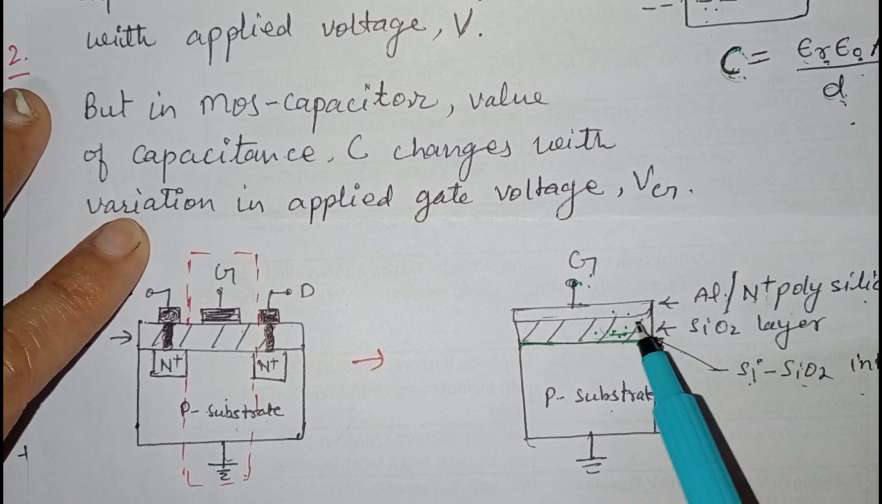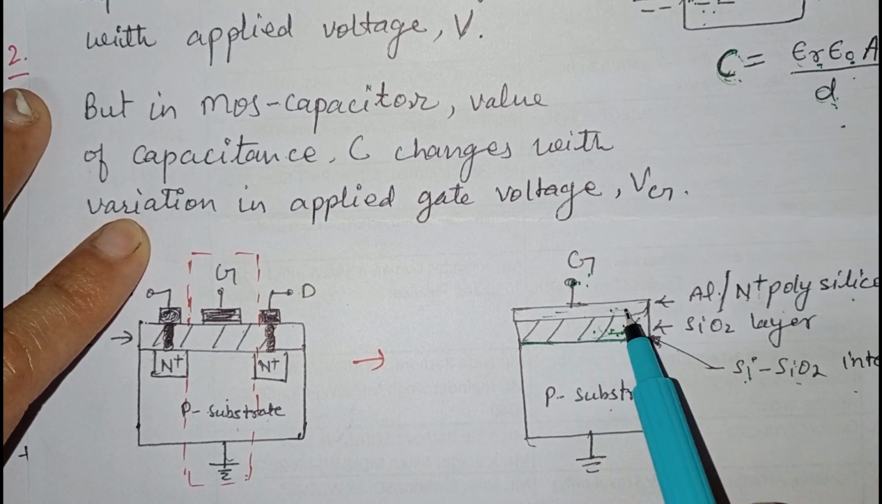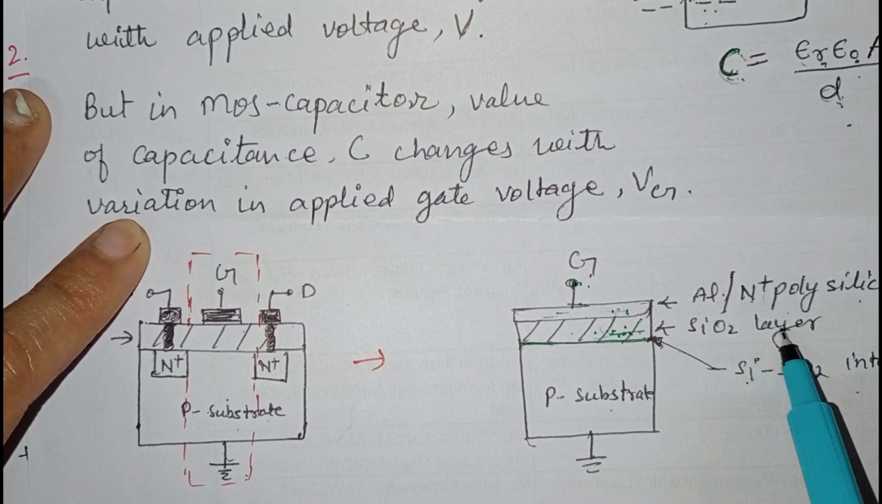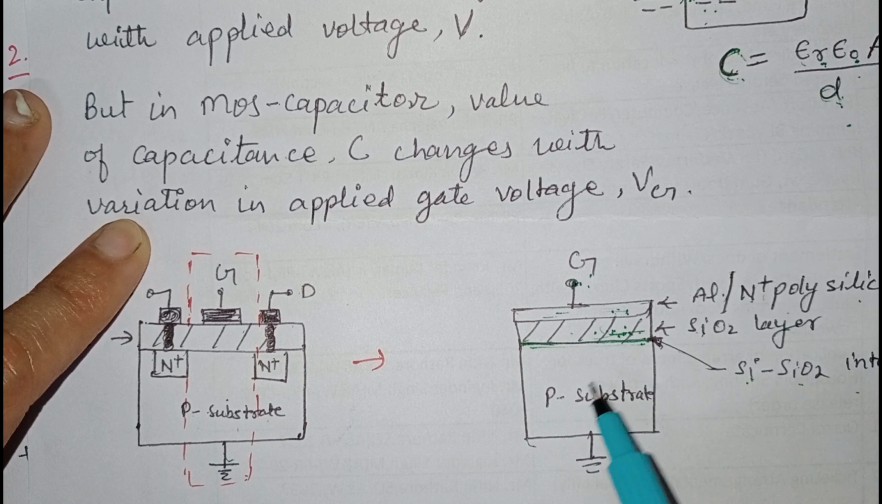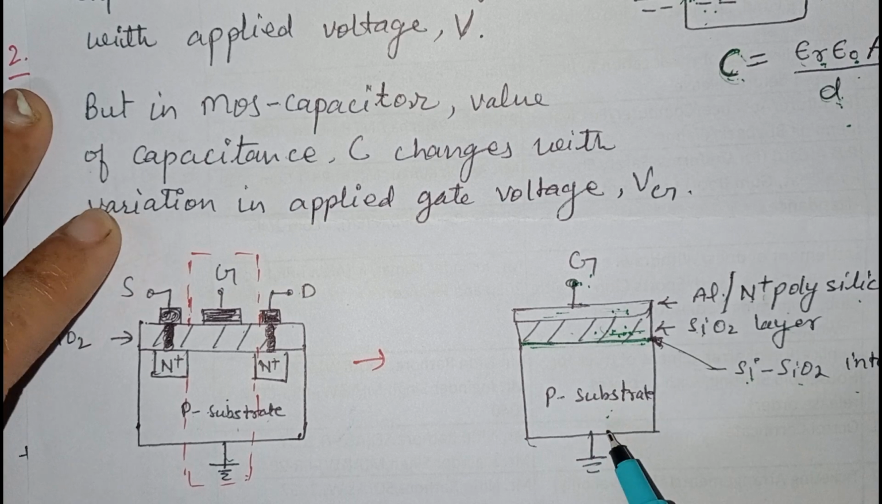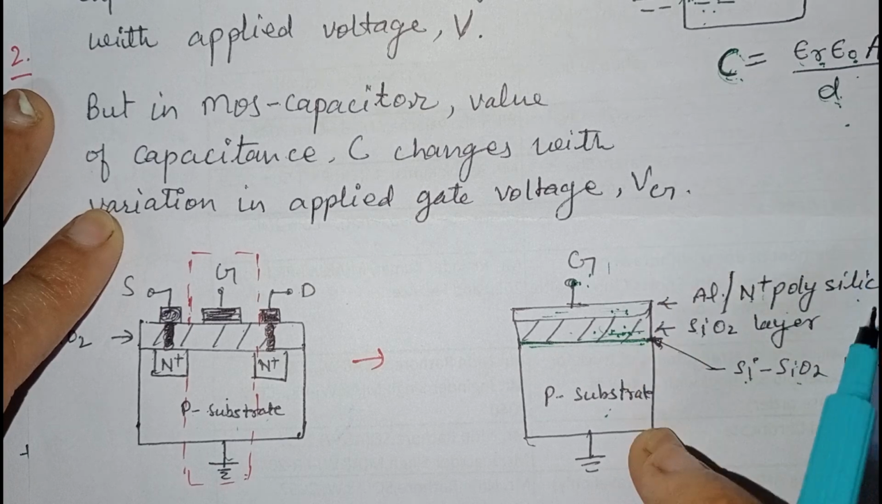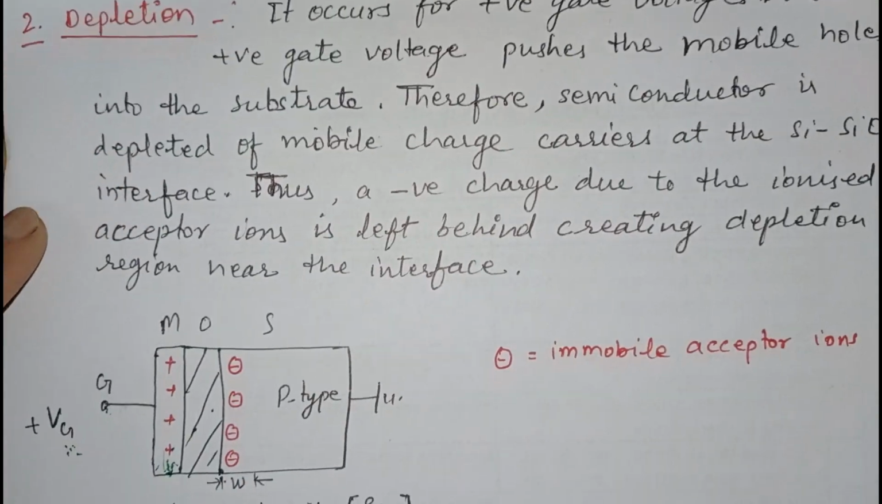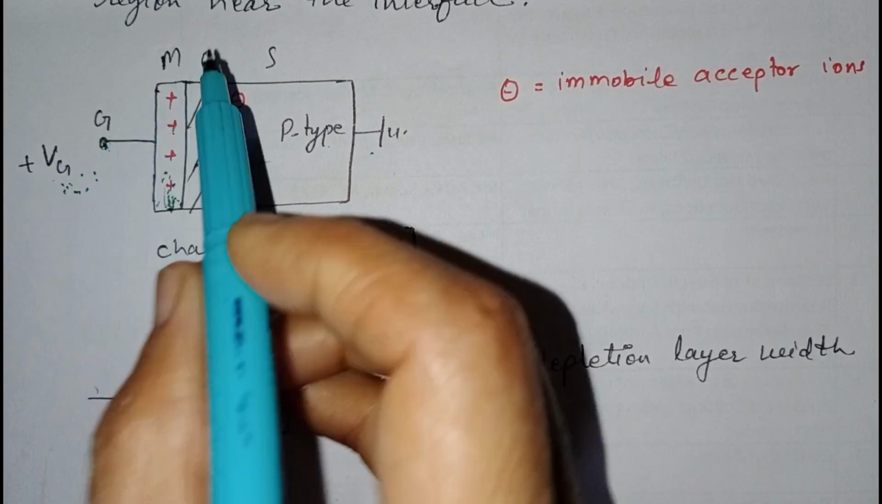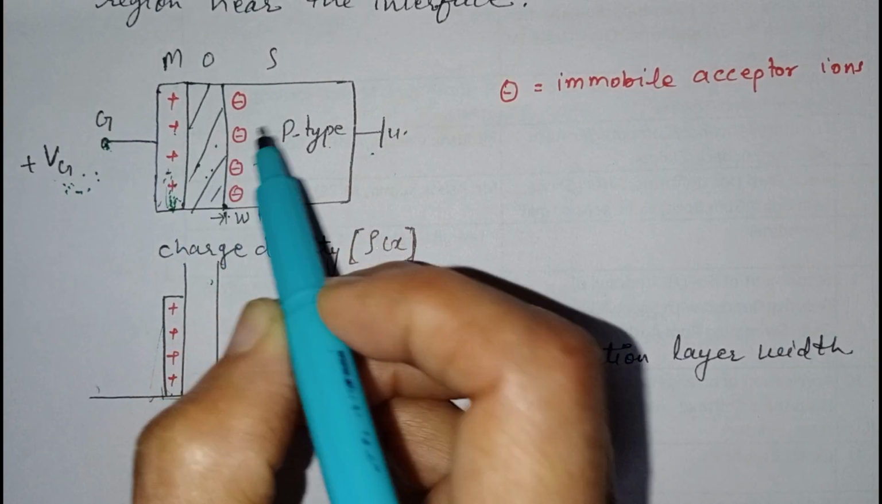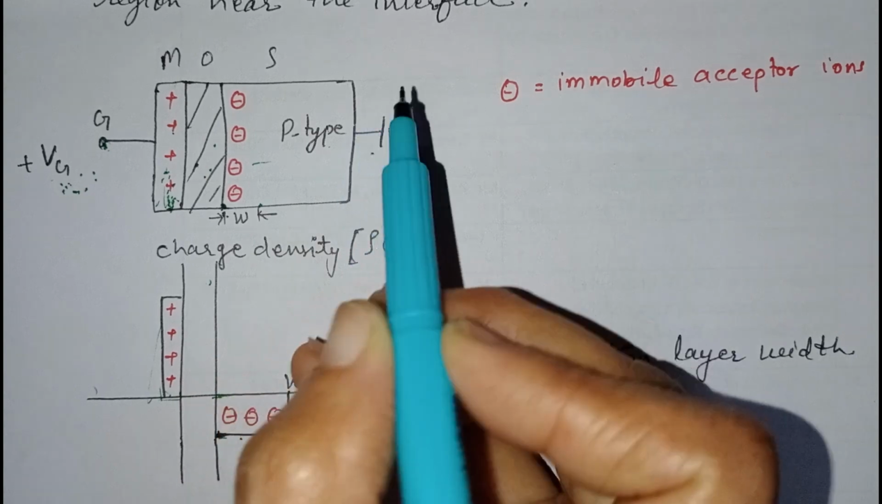Here it is gate and this is the metal contact, this is silicon dioxide layer, and this is the interface of silicon dioxide and silicon, means the substrate. This is the substrate. This diagram is shown vertical here, and here this diagram is shown horizontally. This is the gate terminal, this is metal, this is oxide, and this is the p-type substrate.